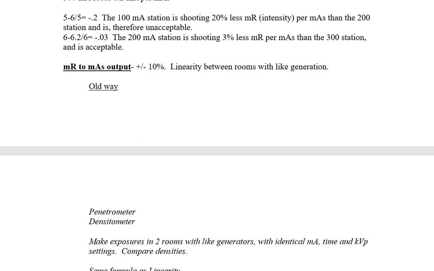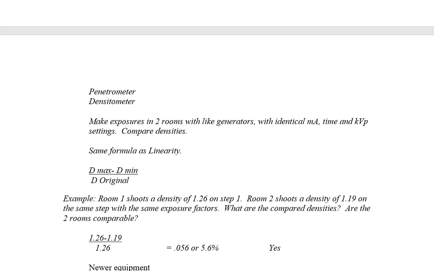It's linearity being accuracy at mA stations. But this is linearity between rooms of like type. And by like type, what I'm talking about is the difference. You can't compare a high frequency to a single phase machine. You got to compare high frequency to high frequency. You got to compare a single phase to a single phase. You really have to compare a three-phase six pulse to a three-phase six pulse and not a three-phase 12 pulse. So it's got to be of like generation. The generators have to be the same in order to compare them. And even there, you can have a plus or minus 10% difference between the rooms.